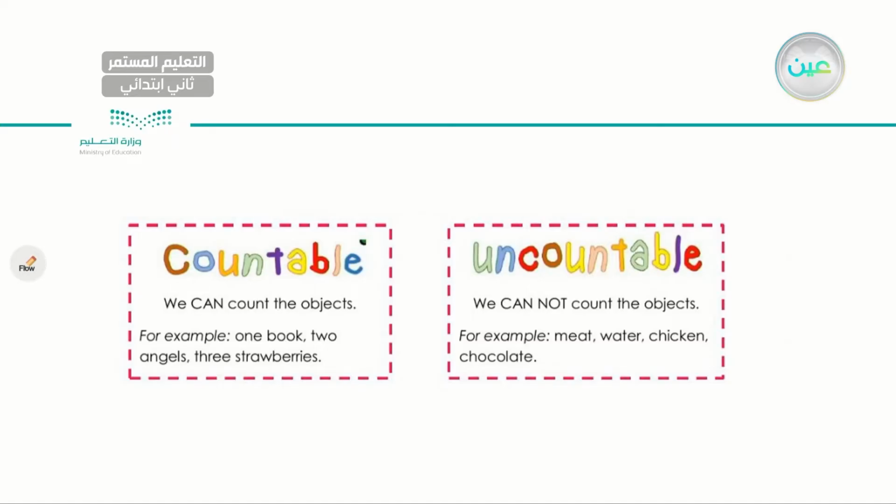Now, for countable nouns, we can count the objects. For example, I have 1 book, 2 angles, 3 strawberries. Here I have S, strawberries, books, angles, okay? For the uncountable nouns, we cannot count the objects. We cannot give an exact number. For example, meat, water, chicken, chocolate. Now notice I cannot add S to any of these nouns. Okay, let's read them again. Meat, water, chicken, and chocolate. And we call them uncountable nouns.